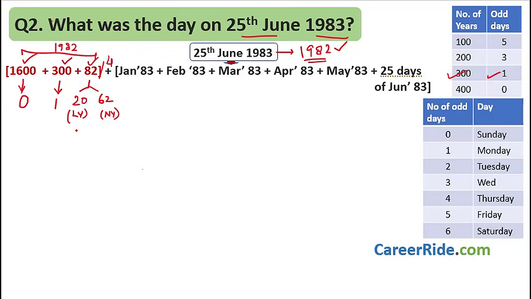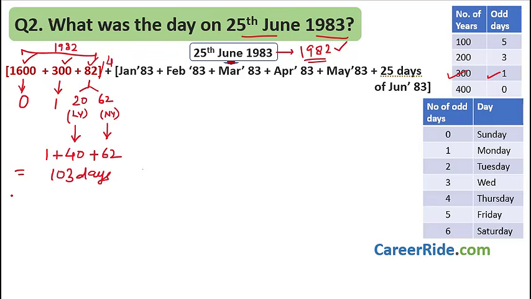So what do I know further from here? 20 leap years, and each leap year has 2 odd days, I already know. So 20 leap years will have 40 odd days, and 62 normal years, each normal year has 1 odd day, so they will be 62 only. So now how many odd days do I have from this first part, the 1982 part? It is 1 plus 40 plus 62. This is equal to 103, a total of 103 days.